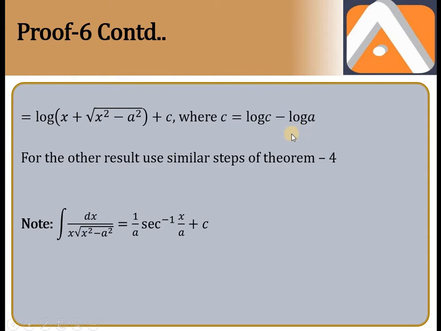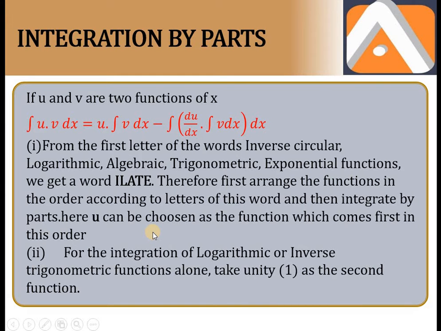Here, c minus log a. Now according to the same steps, integration of 1 upon x into under root of x square minus a square can be written as 1 upon a into sec inverse x by a. Instead of a square, if you have 1, directly you will get the formula. Same procedure we are going to use.